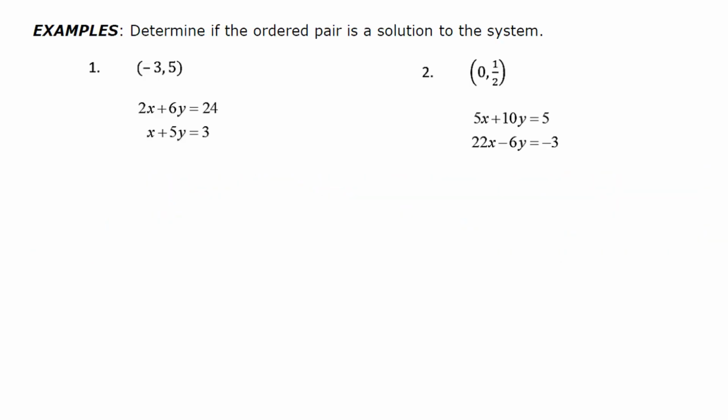So now let's determine if the ordered pair is a solution to the following systems. We are given two systems here, each with a potential solution. We need to check if they are solutions. Now we're going to do this algebraically, and then I encourage you to check it graphically. Okay, so let's do the first one.